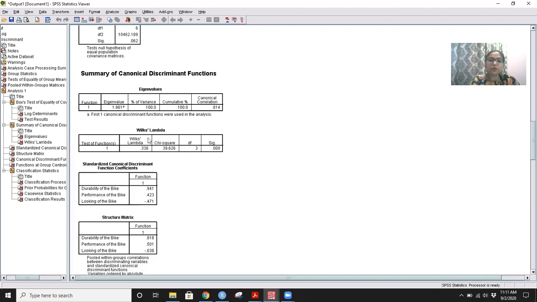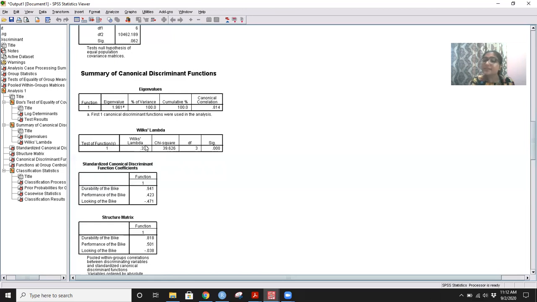Now, coming on to Wilks lambda. Wilks lambda is just the opposite of eigenvalue, and I'll tell you how. It indicates the proportion of variability in the dependent variable not explained by the discriminant functions. So you can say that if eigenvalue is the goodness of it, Wilks lambda is the badness of it. I would rather learn it like this: W for Wilks, W for witch. Nobody likes witches, so Wilks lambda conveys the badness of your model.